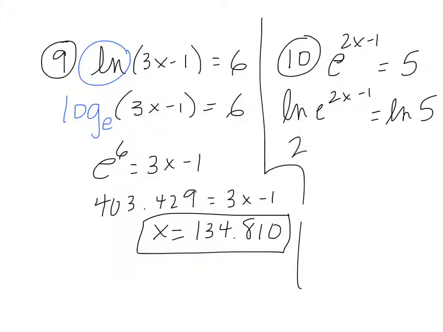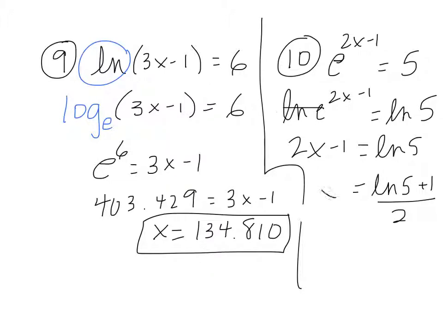So that way you have 2x minus 1, because it's going to the front, and the natural log e cancels, equals ln 5. So if you were writing the exact form, it'd be ln 5 plus 1 divided by 2. But I like to see the decimal version, so let's go ahead and find it. So I'm going to have natural log of 5 plus 1 divided by 2. And I get 1.305, and that's your answer.